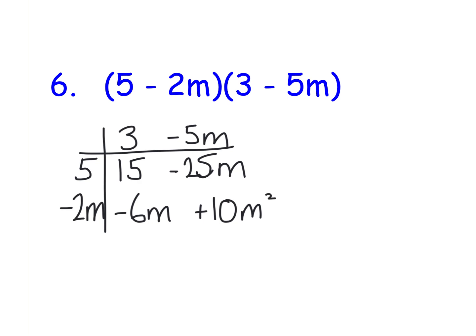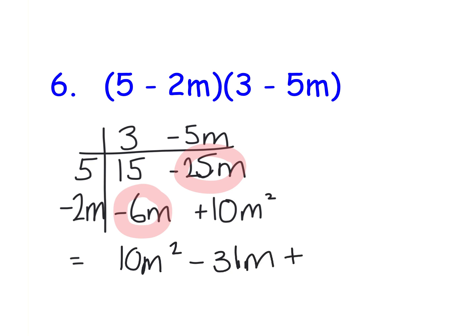So the layout of the table is just ever so slightly different, but when we do our tidy up, we put the squared thing first. I've highlighted the ones that tidy, so there's my ones that are going to tidy. I'm going to put the 10m squared first. Then I'm going to do my m's, so -6 minus 25 is -31m. And then I've got a +50. So my final answer I've just put into the correct order of m squared, m, and a number.